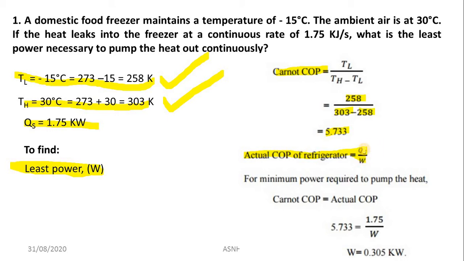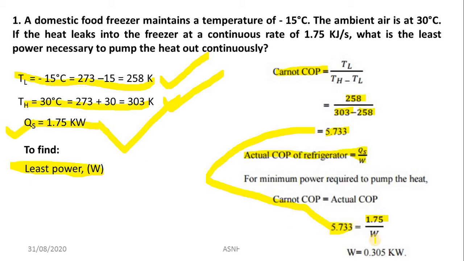So the refrigerant effect is supposed to be that QS, and the value of the QS is already available with us. By comparing these two, Carnot COP is equal to actual COP. The Carnot COP is already available with us, so here we already calculated that particular term of Carnot COP. Then by putting the values of the actual COP, that is QS, the QS is already known, that is 1.75. It is given in the numerical here.